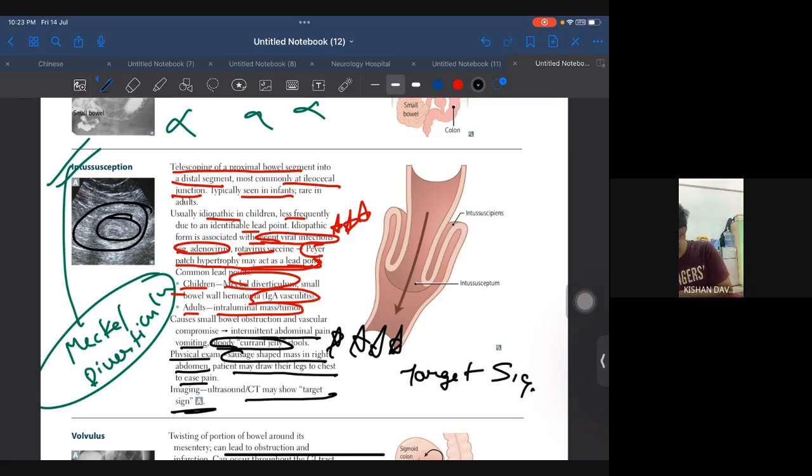Let me see if any information is missing. All right. Okay. So intussusception, each and every point is important, and in the exam they're definitely going to ask you. Meckel diverticulum, they will link it with intussusception. Okay.